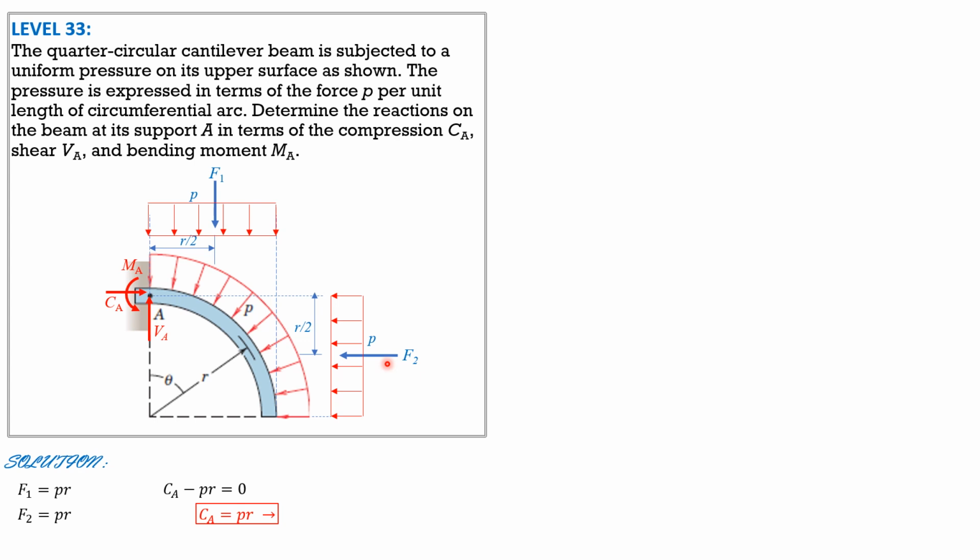Then likewise, summation forces vertical equals 0, V sub A minus F1 equals 0, and F1 is also PR, so V sub A is also PR upward. Then finally, summation moment about A, counterclockwise positive, so MA minus PR times R over 2 minus F2, which is PR times R over 2, equals 0. So MA equals PR square, and it is counterclockwise as shown.